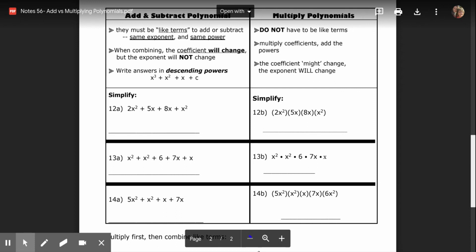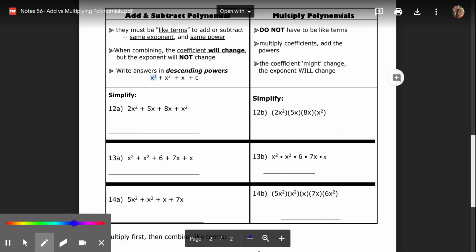So when you add and subtract polynomials, they're like terms, you keep the same exponent and same power. It means the same thing, okay? So you're just going to combine the coefficients. That will change, but your exponents will not. So adding and subtracting, your exponent will stay the same. Your coefficient is the only thing that will change. And also write these in descending order. So let's go ahead and just work 12a, 13a, and 14a.